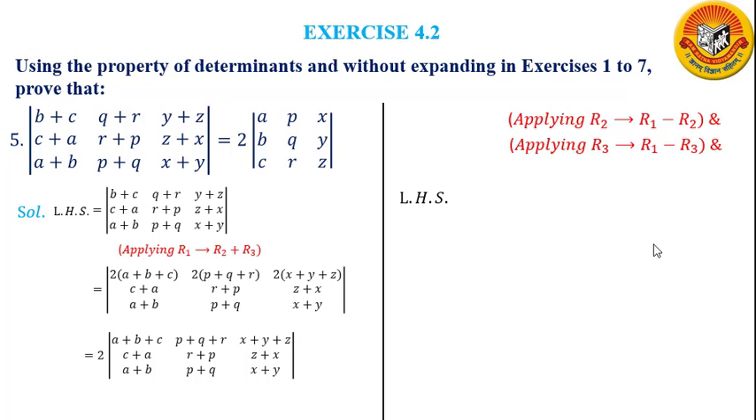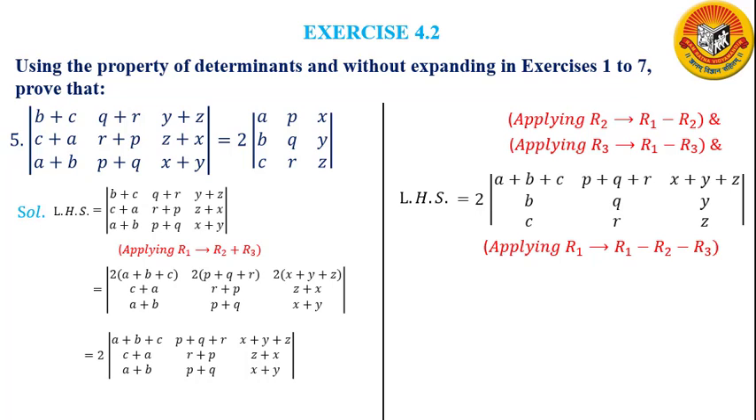So my left hand side will be A plus B plus C, P plus Q plus R, X plus Y plus Z, and the second row will be B, Q, Y, C, R, Z. Now I want this second and third row I have got. Now this first row, so what we will do? Now again you see that if on R1 I subtract R2 and R3, that is, if I apply on R1, R1 minus R2 minus R3, then I will get A, P and X on the first row, and hence I got the right hand side.